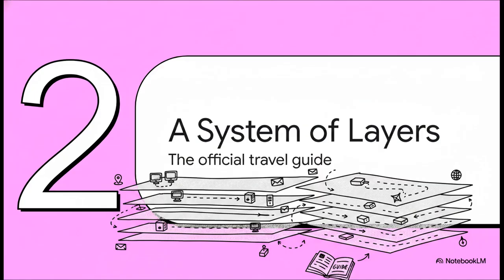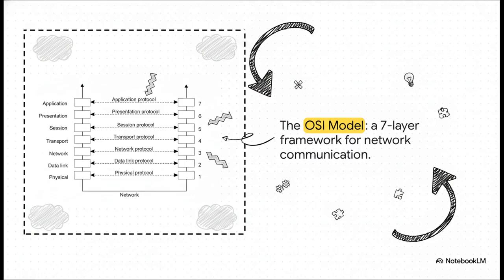So, the answer to this super complex problem isn't some single magical thing. Nope. It's actually a beautifully organized system of layers. You can think of it like the official travel guide for our data, making sure it never, ever gets lost. And this, right here, is the classic theoretical framework for that guide, the OSI model. The main idea behind it is simple, but it's absolutely brilliant. Divide and conquer. Instead of trying to tackle one massive, impossible task, network communication is broken down into 7 smaller, much more manageable jobs, or layers. Each layer has a very specific duty, and it only talks to the layers directly above and below it.